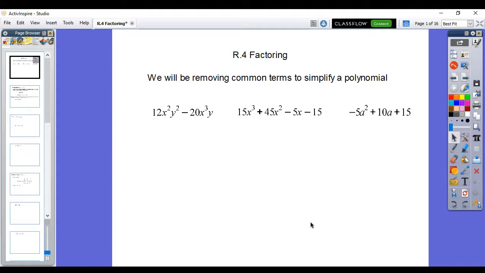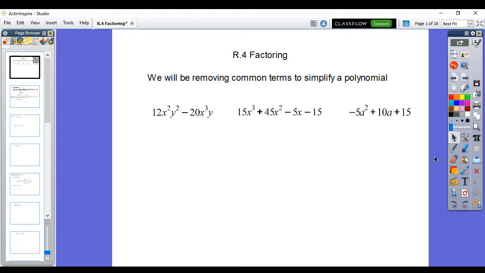So, this lesson is going to be broken into multiple parts just because it's a lot of new information. Not so much new, but it's a lot of information that we want to spend time on specific concepts right now. So, right now, we're going to talk about removing common terms. Factoring. So, factoring means to take things out that are the same in a polynomial to make it simplified. So, for example, this first one here, 12x squared y squared minus 20x squared y.